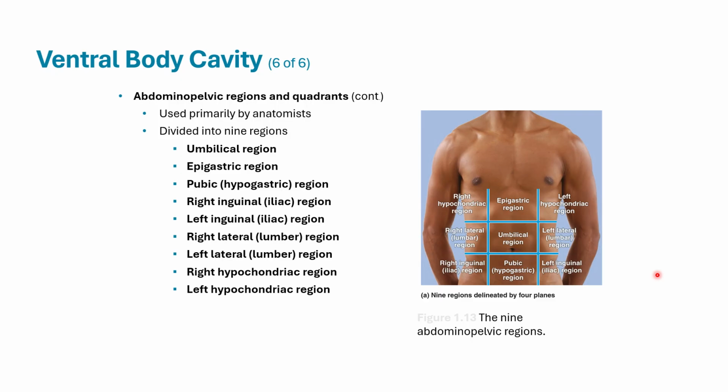Epigastric is by the stomach. Umbilical is going to be the center, by the umbilicus. Pubic is down by the pubic area. That's your center cavities.